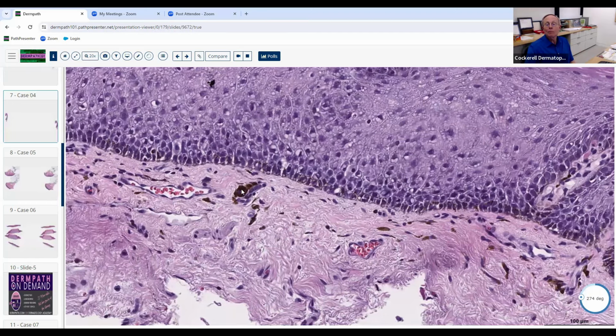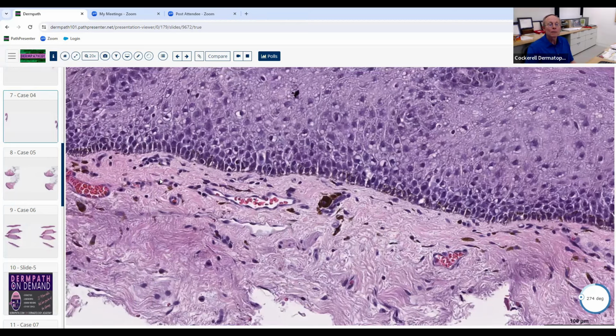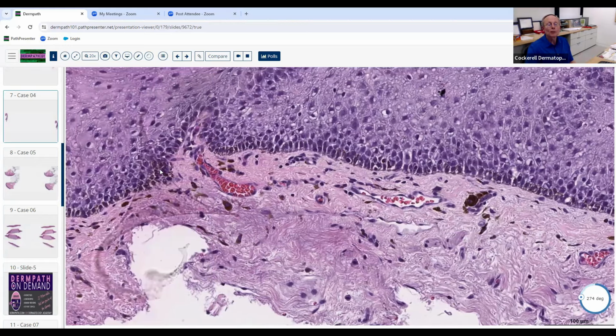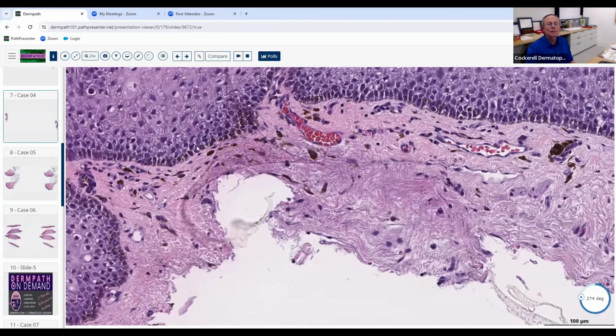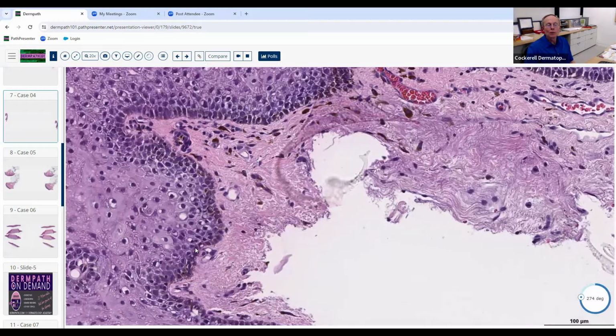It's also not uncommon to get melanophages because these things are often irritated. So you get secondary melanophages like we see here. These are not melanocytes. These are secondary melanophages, where the pigment has dropped out, probably because of some sort of inflammation. But you can see all of this is confined to the dermoepidermal junction.